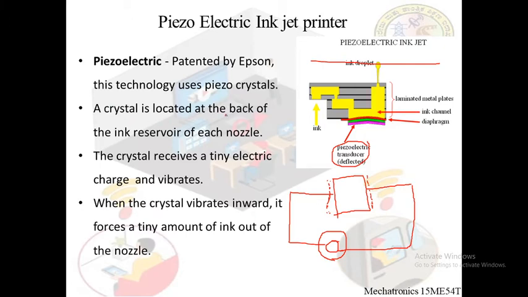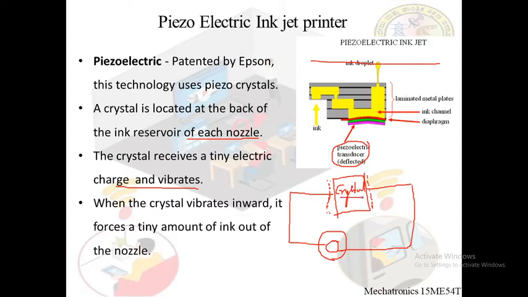A crystal is located at the back of the ink reservoir. Here we are able to see this is the ink reservoir. Ink enters from the ink tank into this nozzle. Here we have the piezoelectric material. At the back of the ink reservoir of each nozzle, the crystal receives a tiny electrical charge and it starts vibrating. This crystal, this is the piezoelectric crystal.